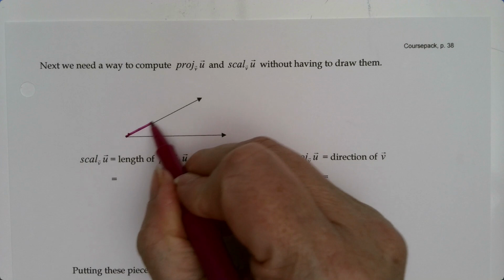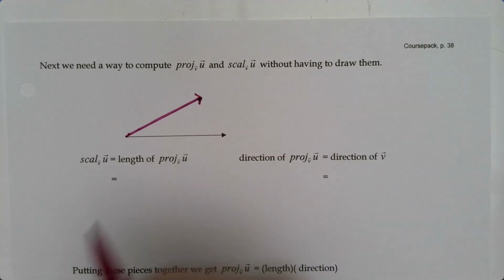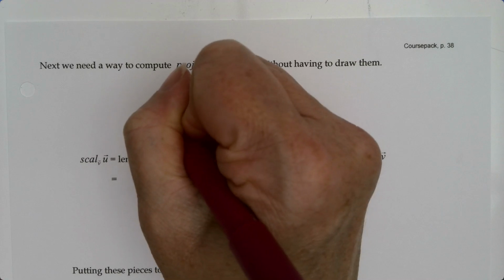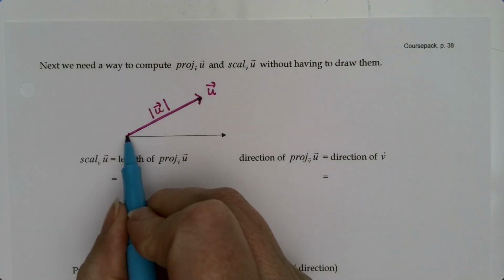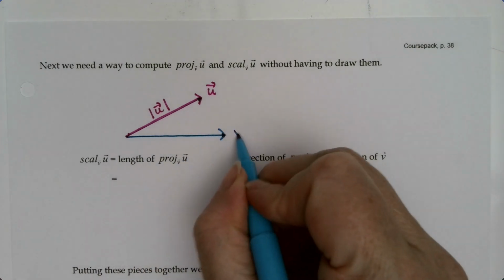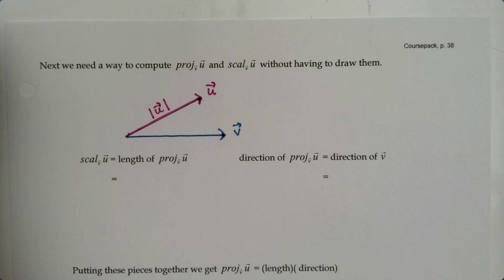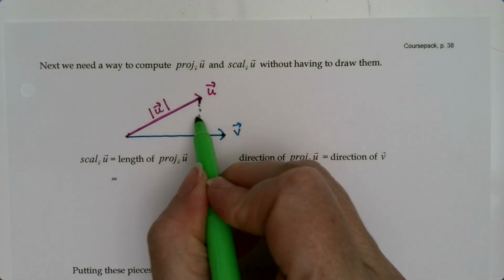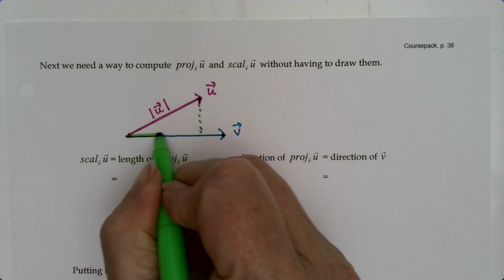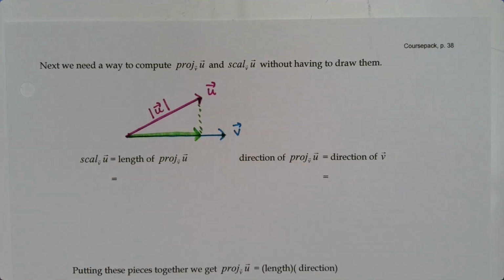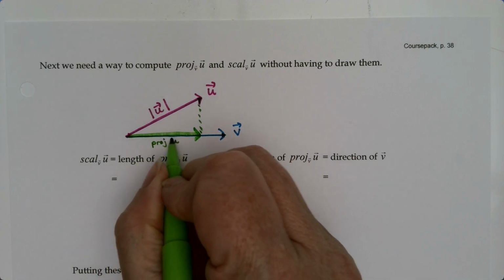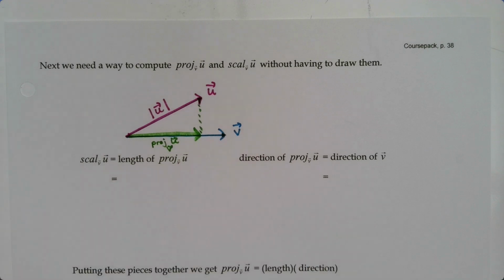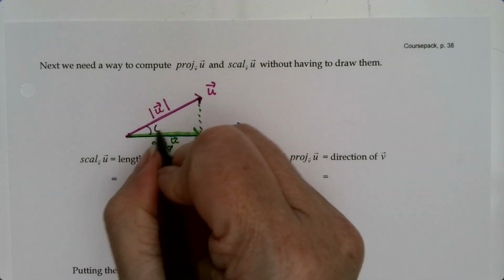Okay, so we have u right here, the magnitude of u, there's our u vector. And then we have our v vector right here. And we're going to project u onto v. So we're going to drop the perpendicular, and then we have our projection right here. That's the projection of u onto v. And there's an angle formed when we do this, which is theta.